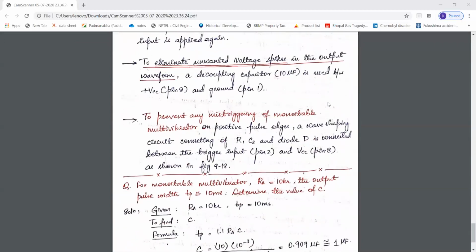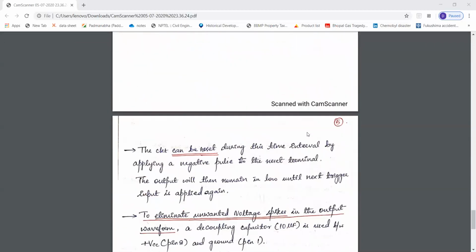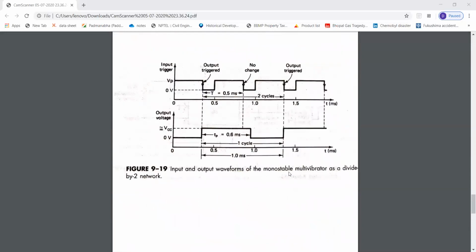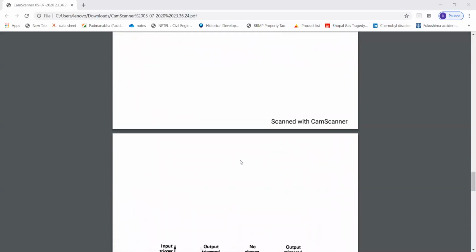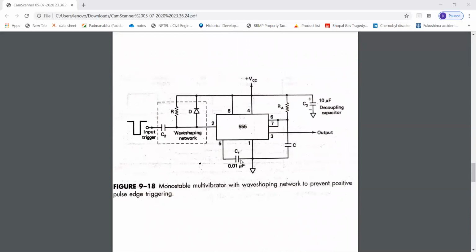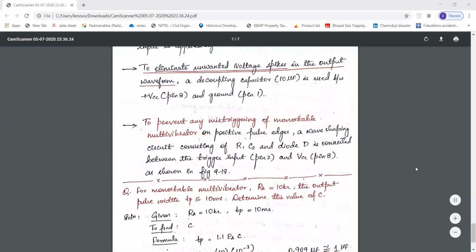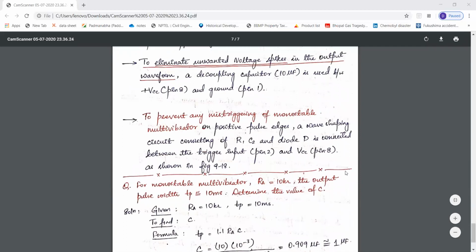In order to prevent any mistriggering, this circuit is there for avoiding the unwanted spikes present in the waveform. Only so much is enough for this circuitry. That is very important. You are supposed to write it. The part of the circuitry which consists of R1, R, C2 and D will prevent the mistriggering of the monostable multivibrator.